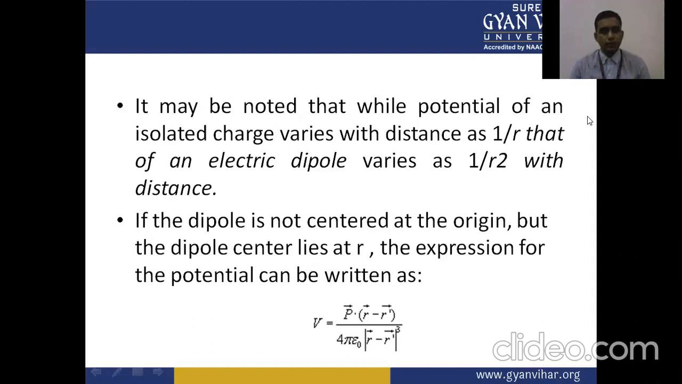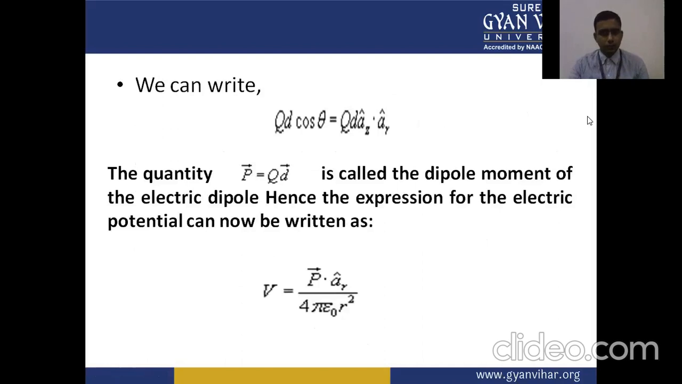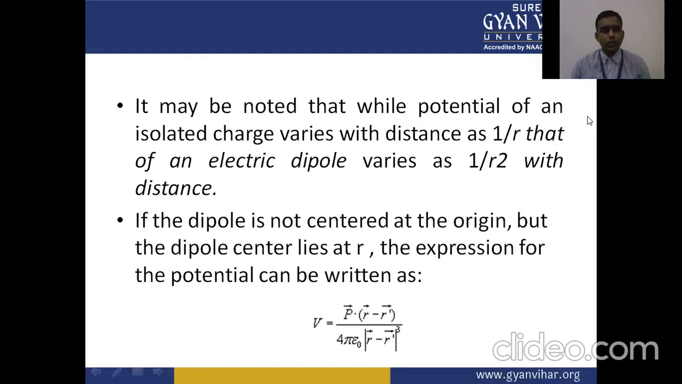It may be noted that while the potential of an isolated charge varies with the distance as 1 upon R, that of an electric dipole varies as 1 upon R square with the distance. See from this equation, if the dipole is not centered at the origin, but the dipole center lies at R dash, the expression for the potential can be written as V equal to P dot (R minus R dash) upon 4 pi epsilon naught modulus of R minus R dash cubed, where P is the electric moment, if the dipole is not centered at the origin.